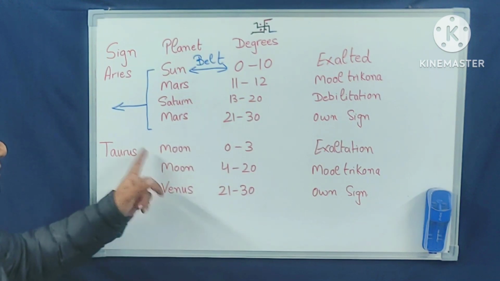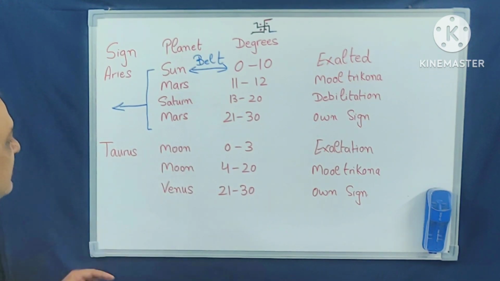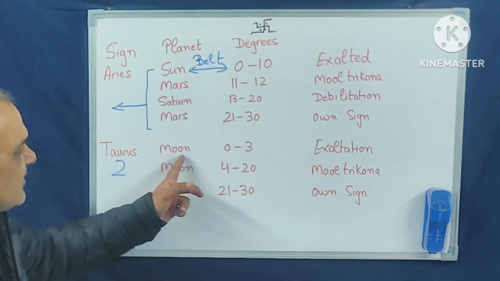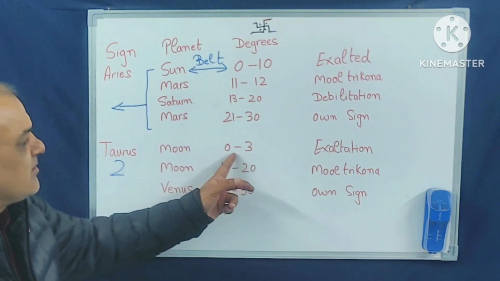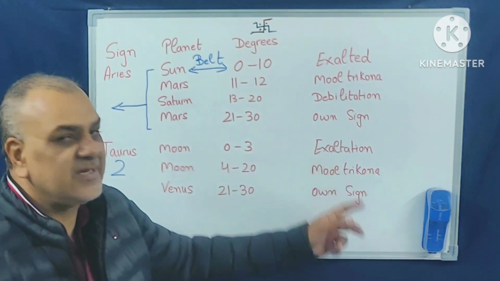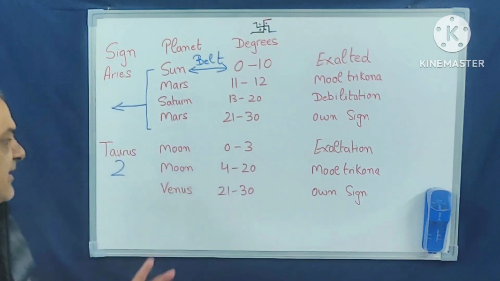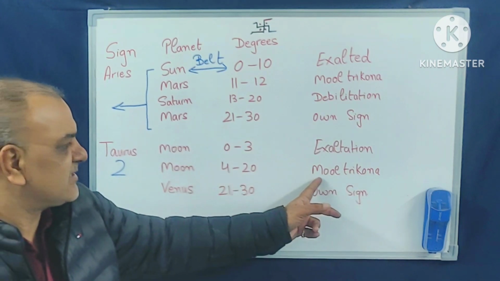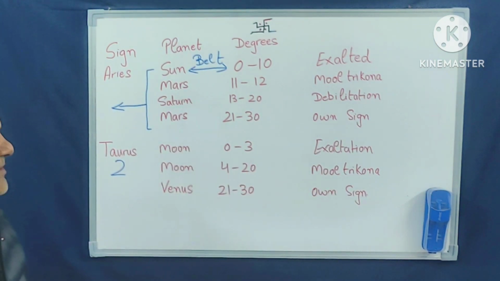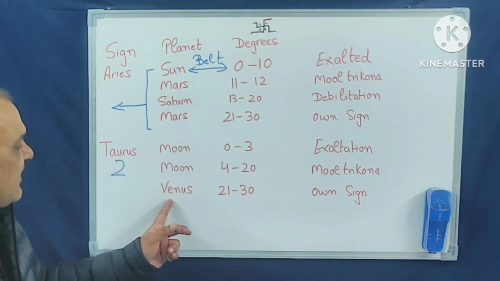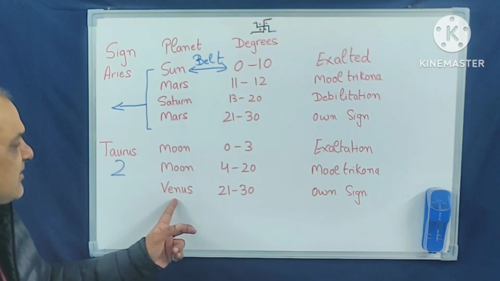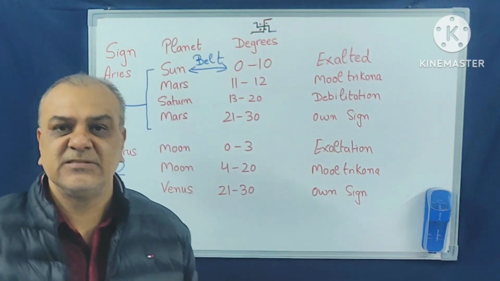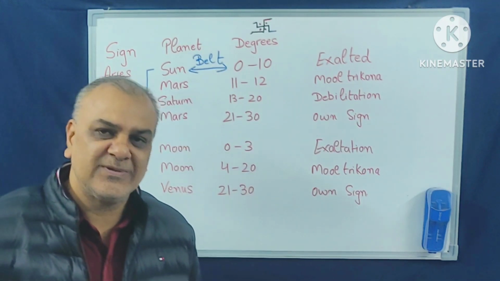Let us say Moon is exalted in Taurus. So Taurus is the number 2 sign. So if Moon is placed between 0 to 3 degrees, then only it is considered as an exalted planet. The same Moon, if it is between 4 to 20 degrees, then it is considered in his Mula Trikona sign. But the same planet, if it is placed in Taurus at 21 to 30 degrees, then it is considered as placed in his own sign.